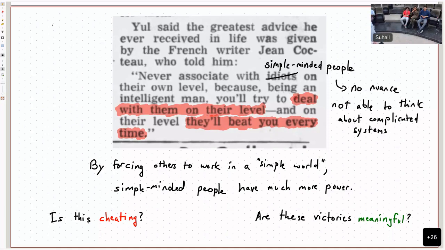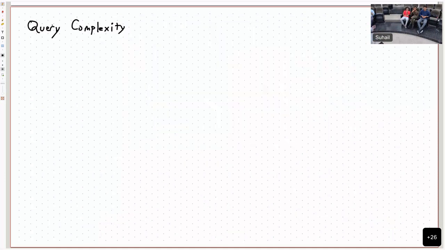These are the questions that I will want to address in this talk, and we're going to get to them in time. But we'll first start by detailing in complexity theory, or at least in this talk, what I mean by a simple world. There are many different ways in which different complexity theories think about simple worlds. In this talk, we're going to be talking about query complexity.